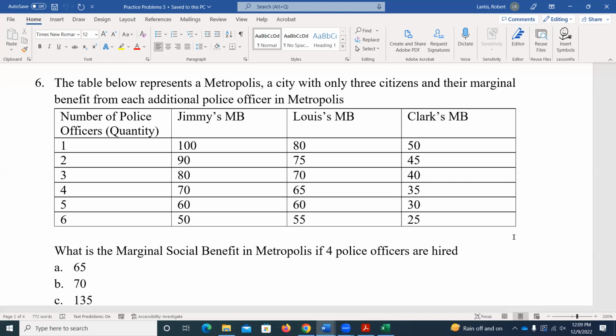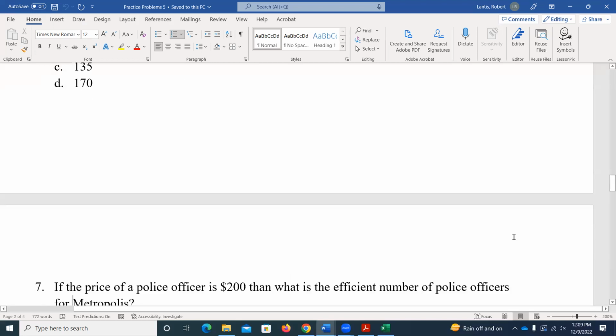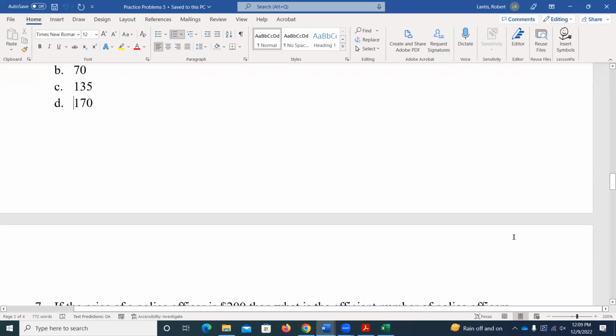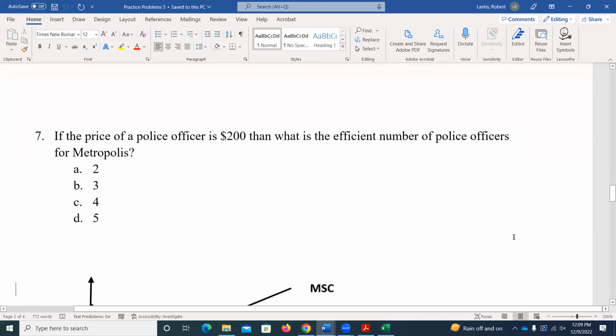Okay. Is it clear? I was just adding up the private marginal benefit of every person in this economy, every person in this society. So I found what? For 4, it was 170. So that would answer that question. So that one would be D. But if I wanted to then say, okay, if the price of a police officer is $200, then what is the efficient number of police officers for the public? So I'm going to separate this into 2 questions.